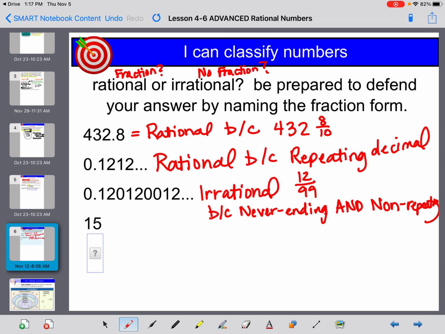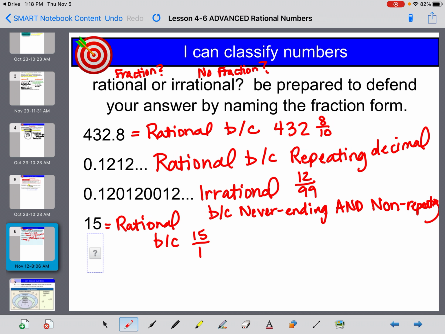Okay, and the last one is 15. 15, can you write that as a fraction? I think we can. So this is rational. And let's write it as a fraction, 15 over 1.